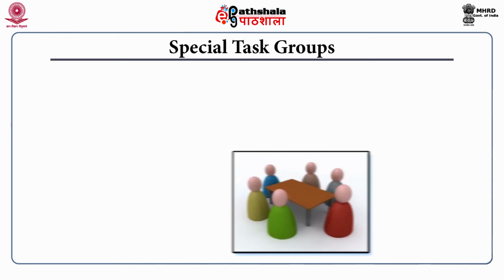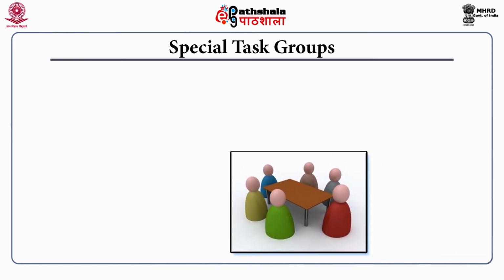Special task groups. Another method to monitor the performance is to create small task groups at the ground level. Such task groups are given a free hand to establish their own mechanism to monitor the performance. When line managers become part of such task groups, the employees get a clear message about the seriousness of the organization in conducting monitoring activity. It helps to build a performance-oriented culture in the organization.